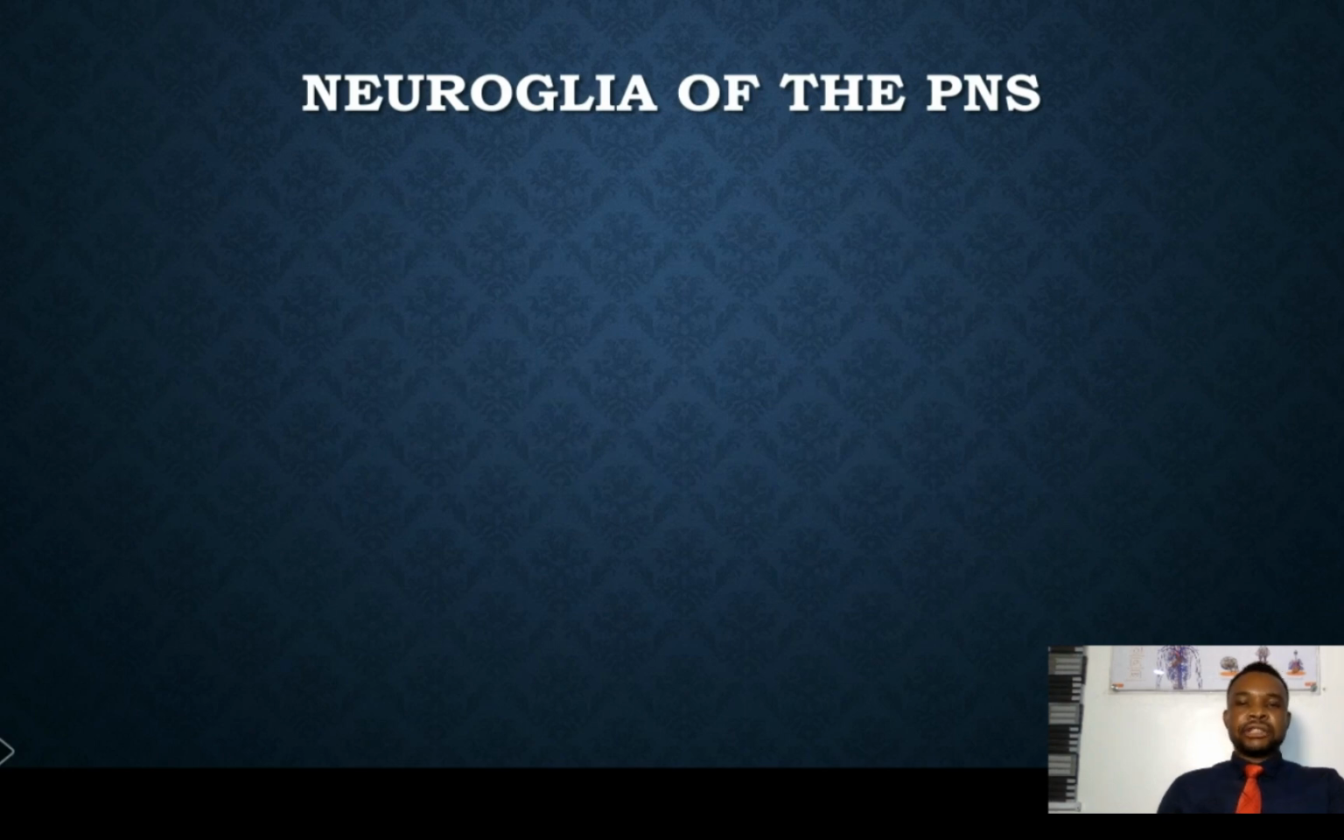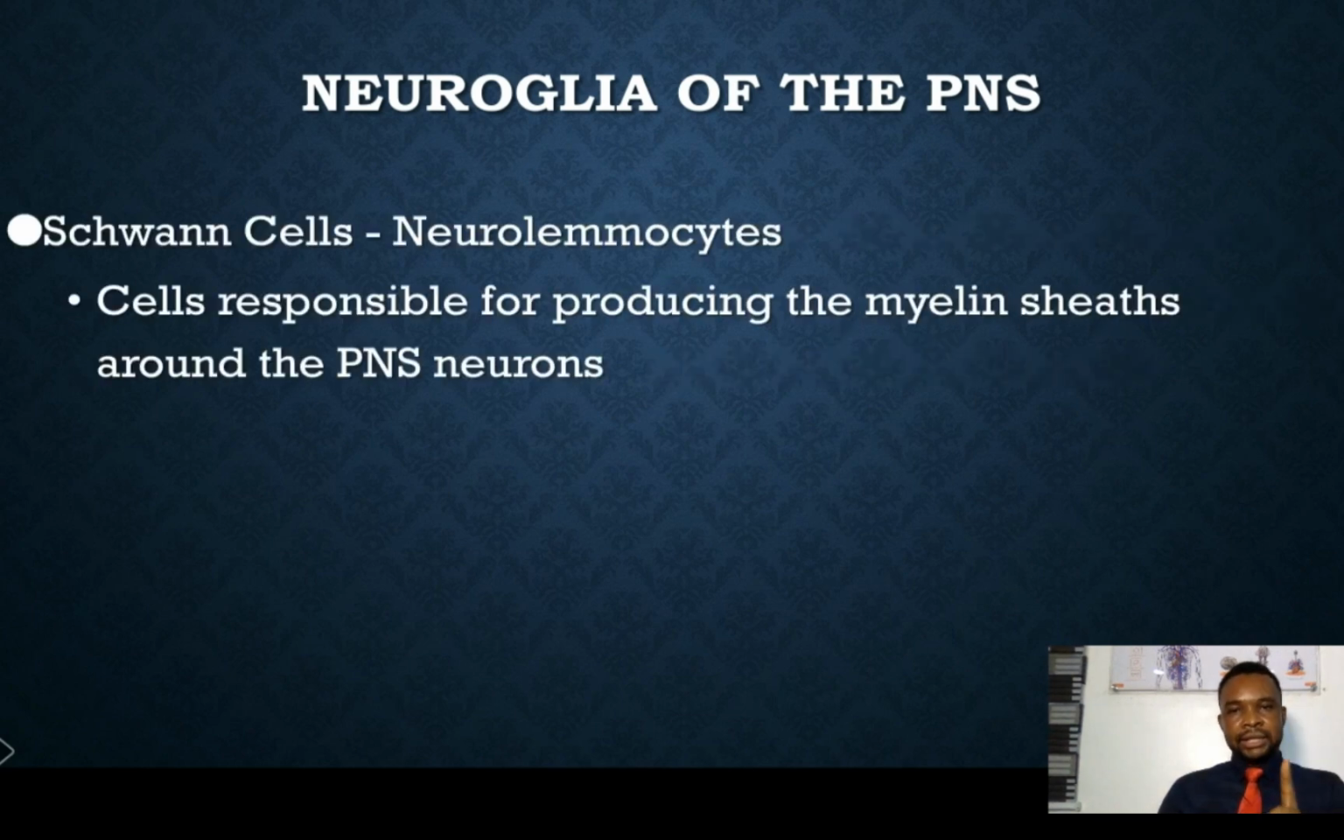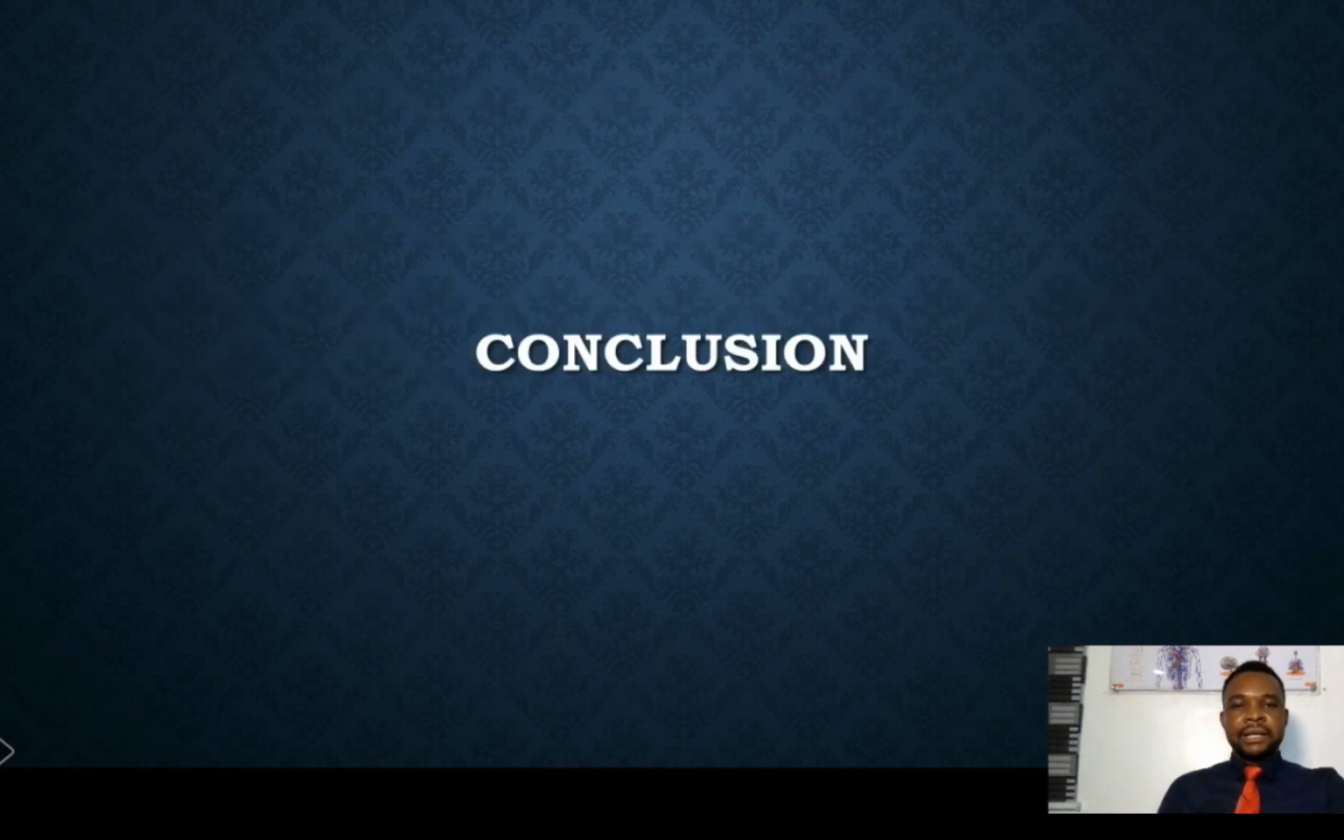So I've talked about the 4 supporting cells of the central nervous system. Now let's look at the one of the peripheral nervous system. Remember, it's just one, the neurolemmocyte, which is the Schwann cell. These Schwann cells produce myelin sheaths that cover the axon in the peripheral nervous system. Remember that the oligodendrocytes form the myelin sheath in the central nervous system. But when it comes to the peripheral nervous system, it is the Schwann cells or neurolemmocytes that produce the myelin sheath.